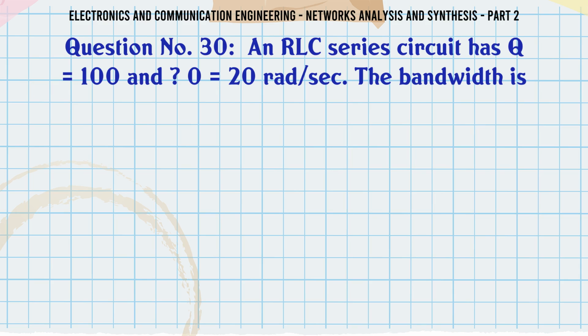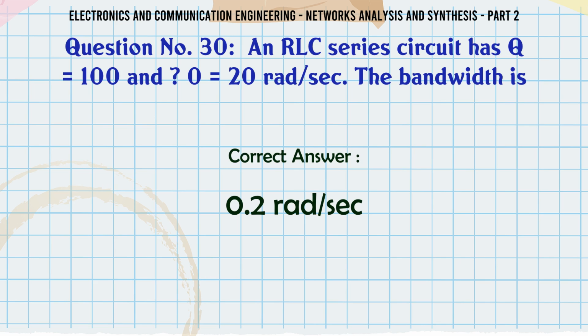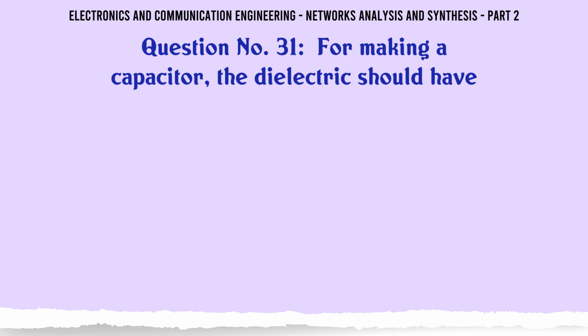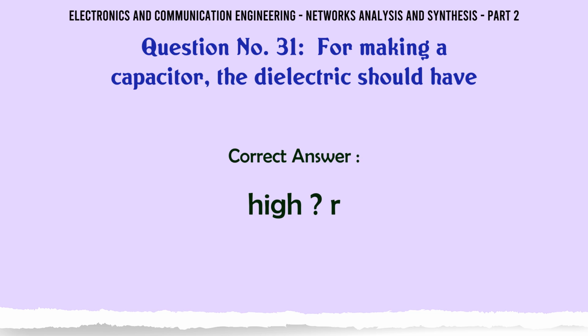An RLC series circuit has Q equal to 100 and omega 0 equal to 20 rad/sec. The bandwidth is A 0.2 rad/sec, B 2 rad/sec, C 20 rad/sec, D 2000 rad/sec. The correct answer is 0.2 rad/sec. For making a capacitor, the dielectric should have A high epsilon R, B low epsilon R, C epsilon R equal to 1, D epsilon R neither too high nor too low. The correct answer is high epsilon R.